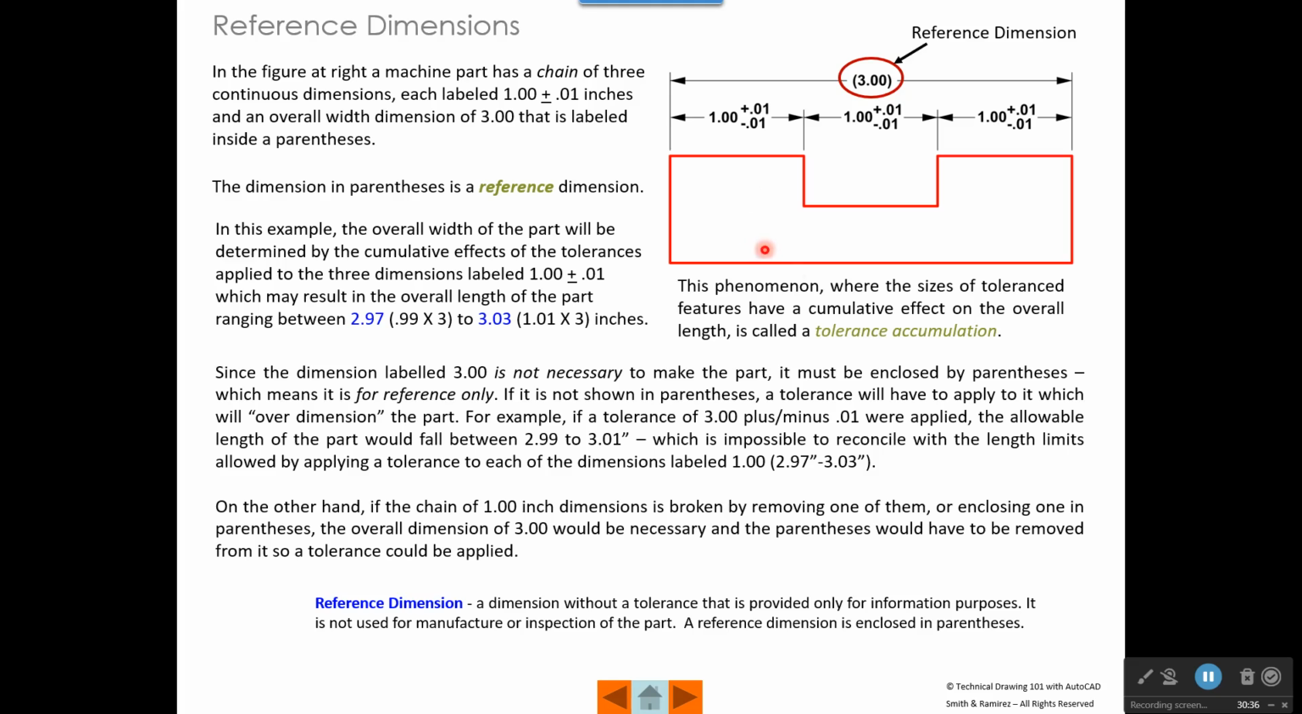Now, I want to show you something here, a little bit extra information. There's a phenomenon where when you have these 3 dimensions in a row, or even 2 dimensions in a row, that when you start to add or subtract all of their tolerances, you get a greater tolerance overall than you would if you had just had one dimension that had a plus or minus tolerance on it. We call this phenomenon where you wind up with a cumulative effect on the overall length or location or size a tolerance accumulation, and that can be a bad thing. So just be aware that you want to watch out for things like that.